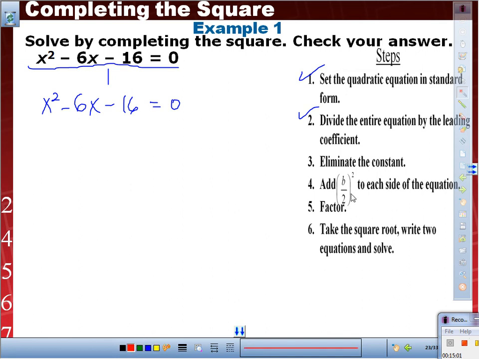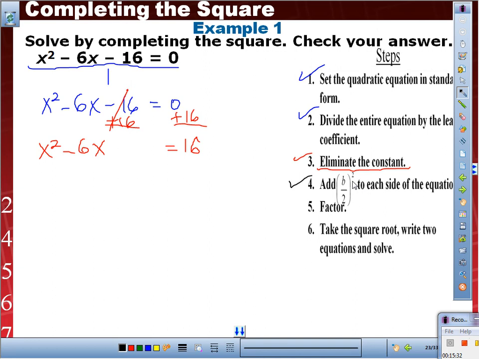Step 3, eliminate the constant. What is my constant? Negative 16. What do I need to do? Add 16, add 16. We're left with x squared minus 6x, space, equals 16. Why did I leave that space? Because the next step is called what? Completing the square. I need to complete a square right here. Therefore, to complete the square, I need to add b over 2 squared. What is b? Negative 6. So I add negative 6 over 2 squared to each side.